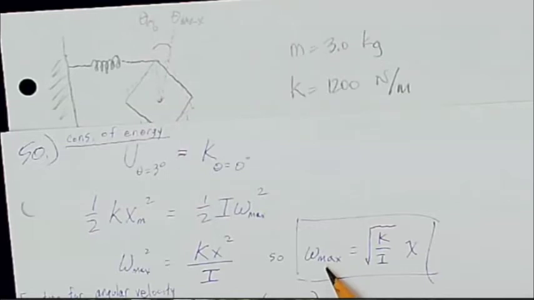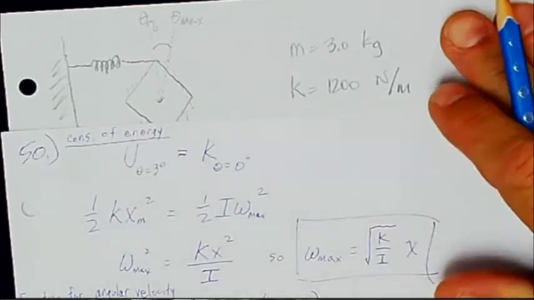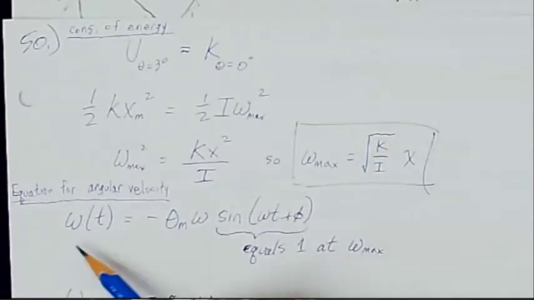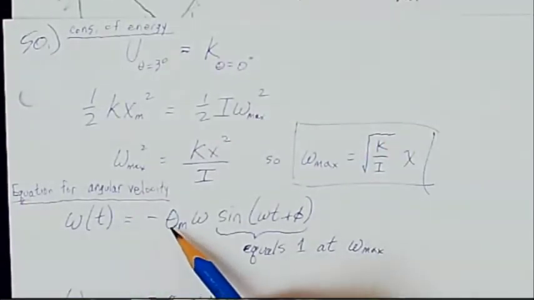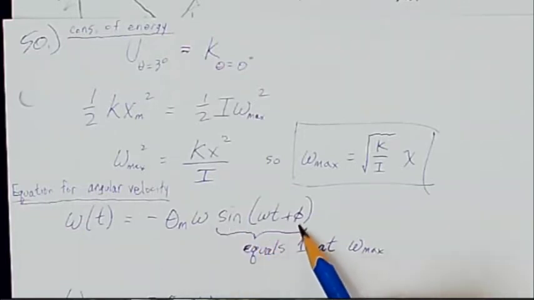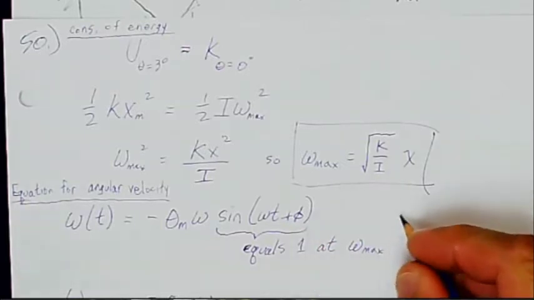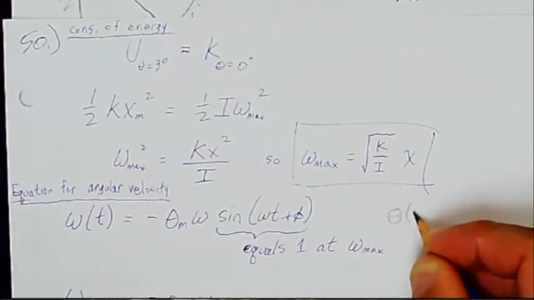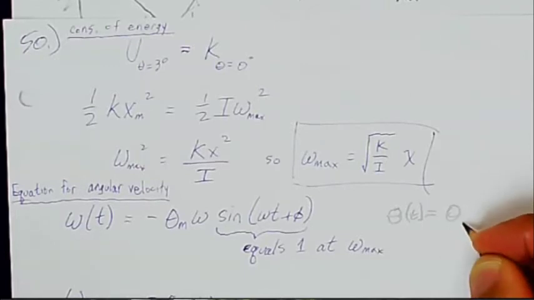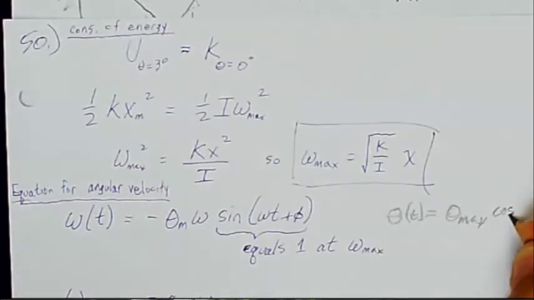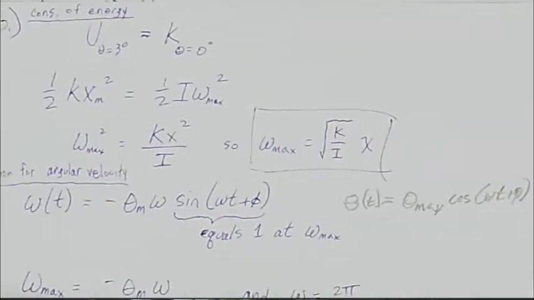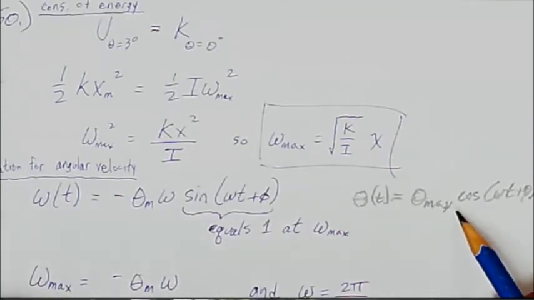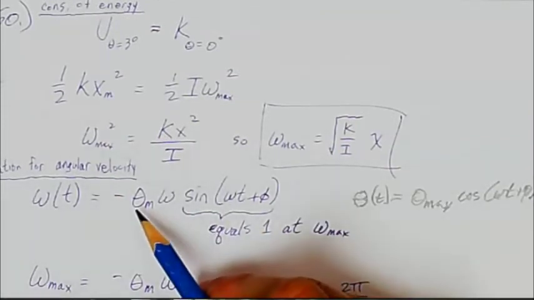My equation for angular speed at any time is right here: omega(t) equals negative theta max times omega times sine of (omega t plus phi). And that's, of course, what I got when I took the derivative of my equation for displacement, which is that the angular displacement at any time t is equal to my maximum angular displacement times the cosine of (omega t plus phi). That's my general form of the equation for simple harmonic motion. So when I took the derivative of this with respect to time, this is what I got.